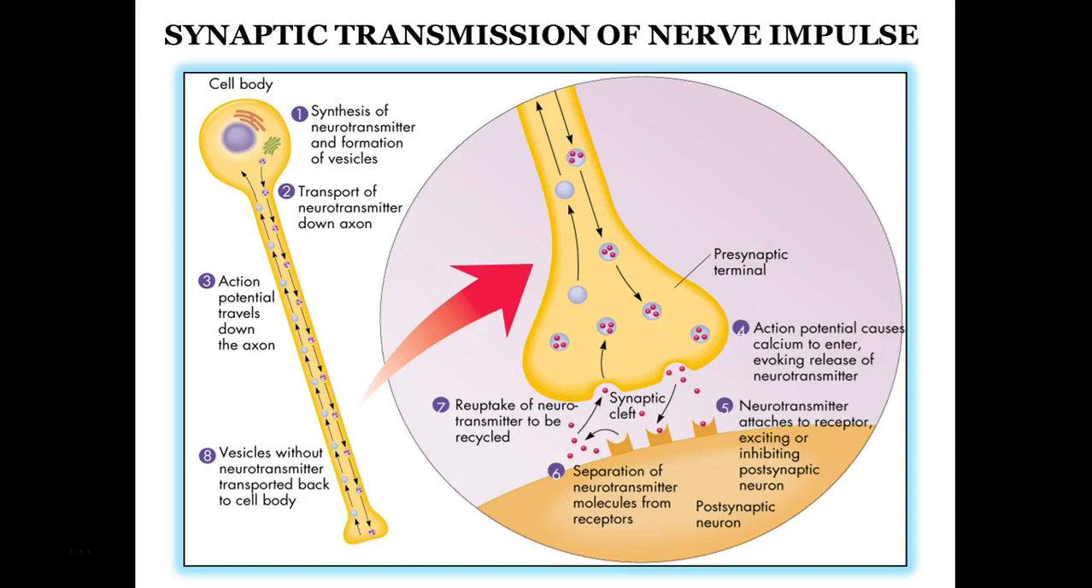Then the neurotransmitter binds to the receptor of the dendrite of another neuron. Neurotransmitter can be exciting or inhibiting. Exciting means it generates the activating signal, or it generates the inhibiting signal, and depending on the signal given by the neurotransmitter, the other neuron behaves accordingly. And then there is separation of neurotransmitter molecules from the receptor. When signals were generated, neurotransmitters get separated from the receptors. And finally, the neurotransmitters are taken back. There is reuptake of neurotransmitters to be recycled. Also, vesicles without neurotransmitter are transported back to the cell body. So this is how the nerve impulse is transmitted from one neuron to another.